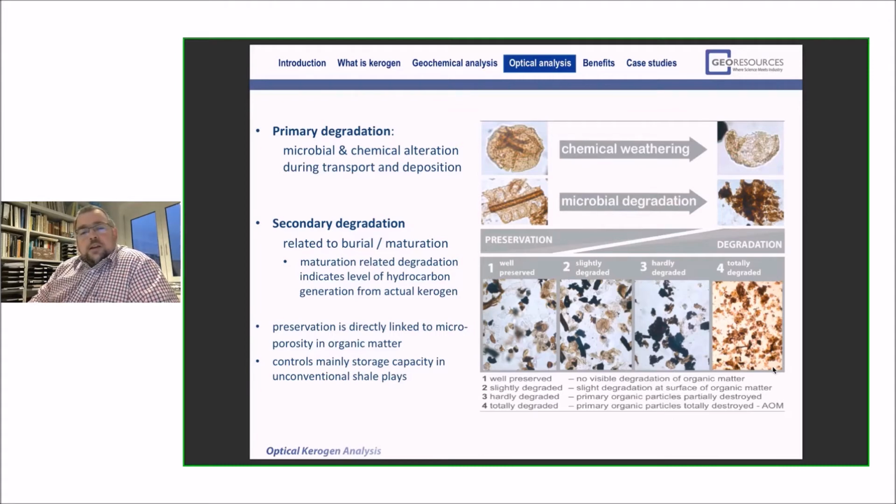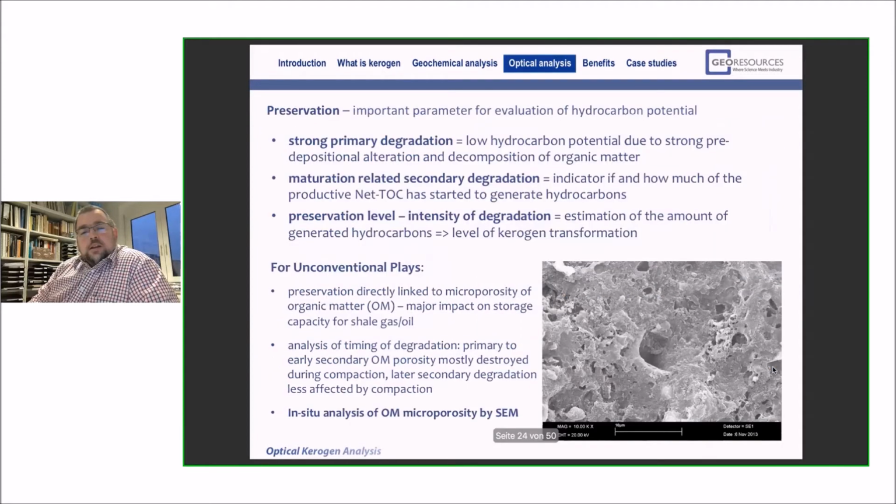And there is more that we should know about preservation. I said at the beginning that the primary degradation is not related to hydrocarbon generation. That's right, but it has an effect on hydrocarbon generation. Because if we have strong primary degradation, we have a low hydrocarbon potential, because the organic matter is strongly decomposed and a lot of components are already gone when we get into the oil or gas window. So we have a sort of residual organic matter even when we start to produce hydrocarbons, and only very little hydrocarbons can be produced out of this residual organic matter, which is left over after a strong primary degradation.